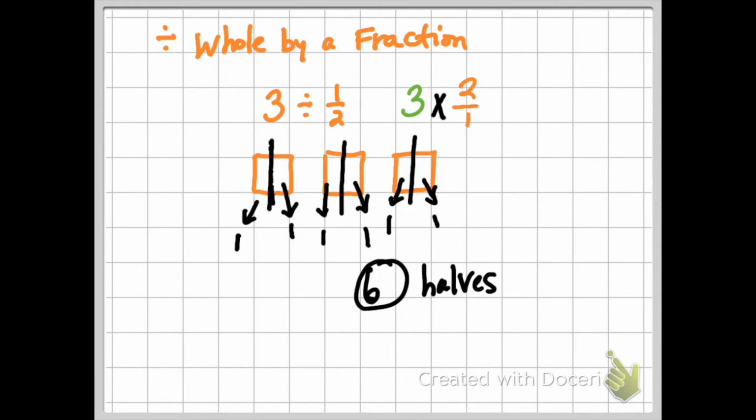So let me slow down a little bit more. Remember before in our multiplication videos that 3 is the same as 3/1. So it stays the same. We changed it to multiplication and we flipped, or found the reciprocal of, the fraction 1/2. Same, change, flip. And then from here we just multiply straight across and it becomes 6/1 or 6. Okay?